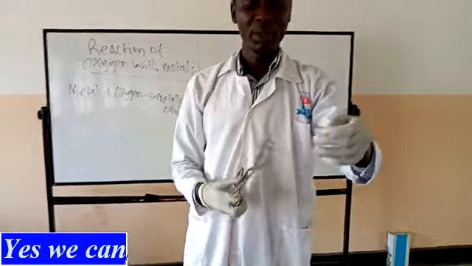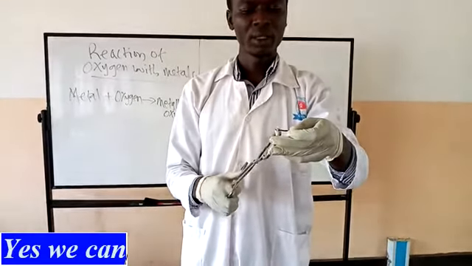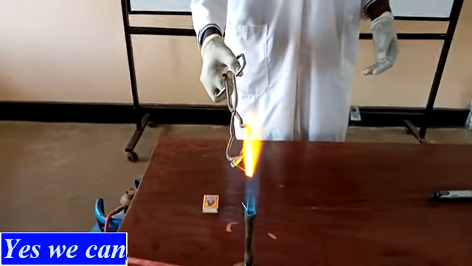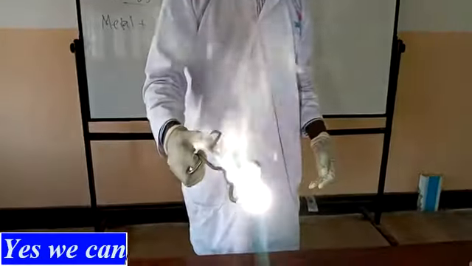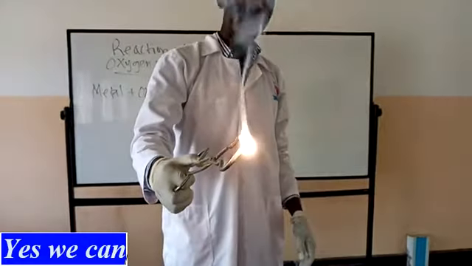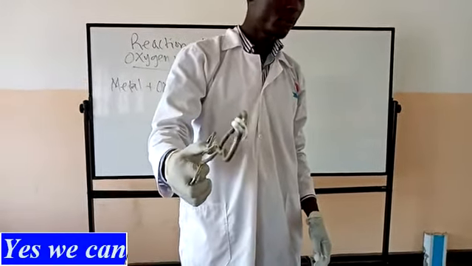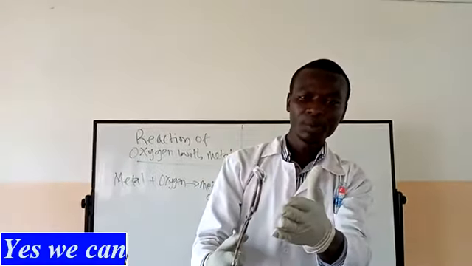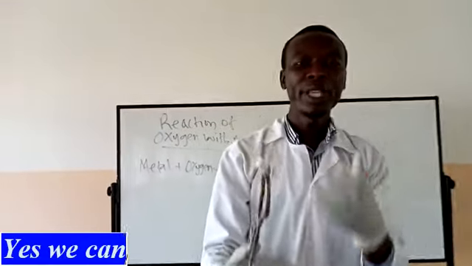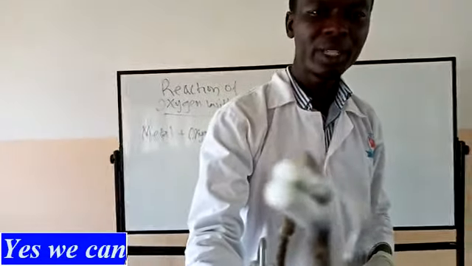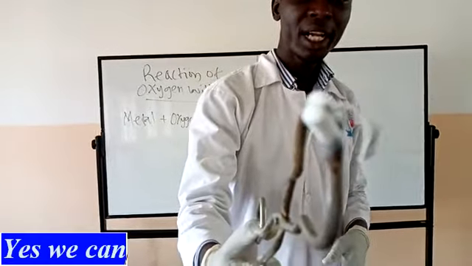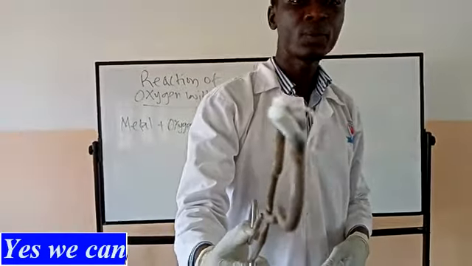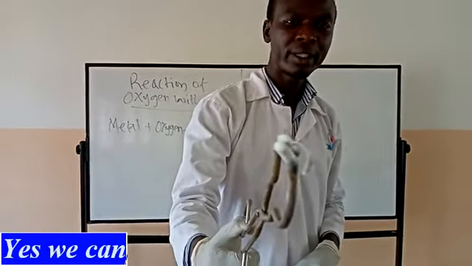I'm going to hold it with a pair of tongs and I will burn it there. You see that? Wow, that was beautiful. Now, magnesium oxide that is formed there is a basic oxide, and you can see the color. What's the color? Please note down the color. Good. So that is magnesium oxide.